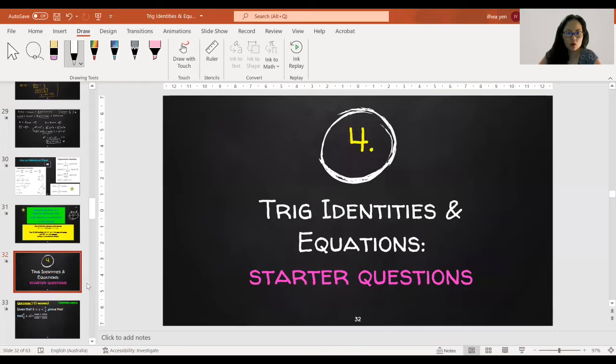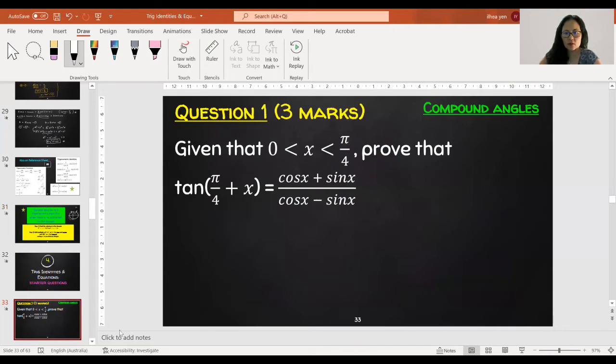Hi guys, today we're going to do trigonometry, identities and equations. All right, finally we're going to do some questions here. First question, let's have a look. Obviously in the exam, they're not going to tell you compound angles. You'll have to know what to use.